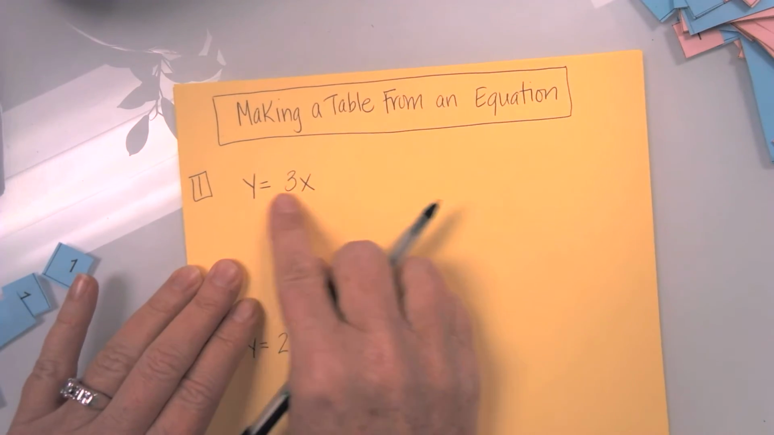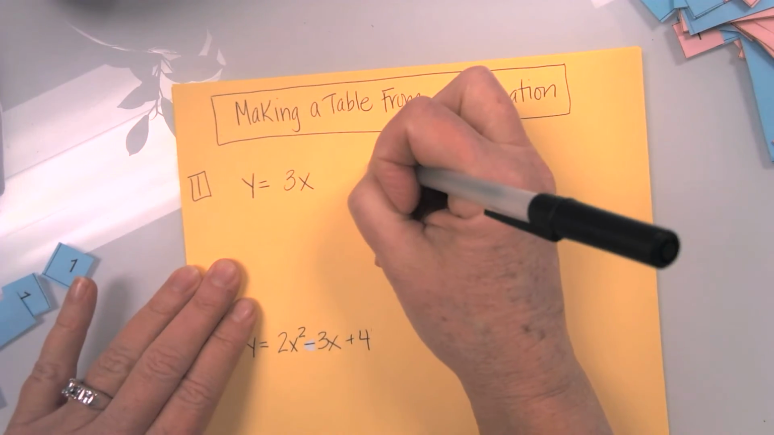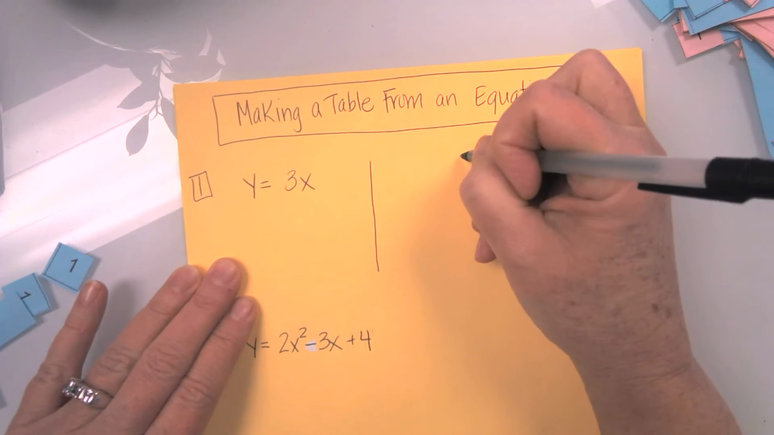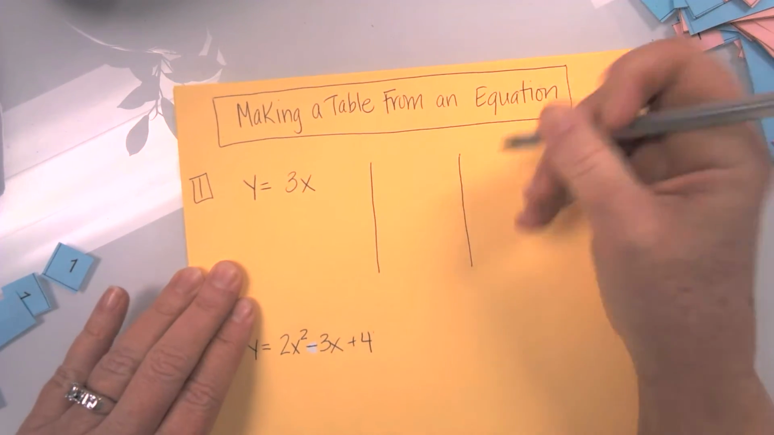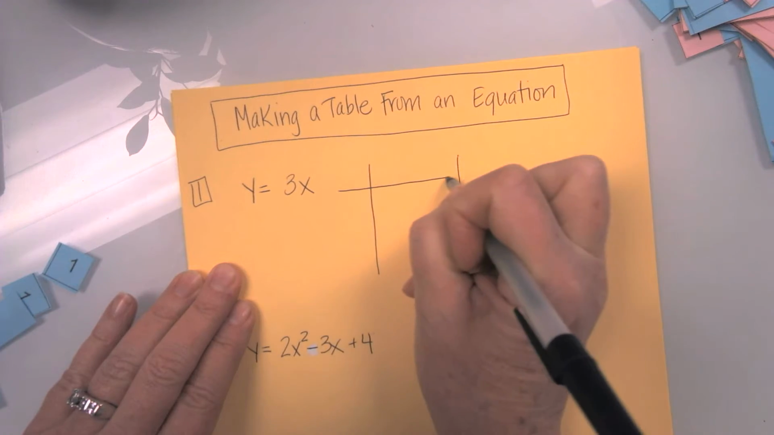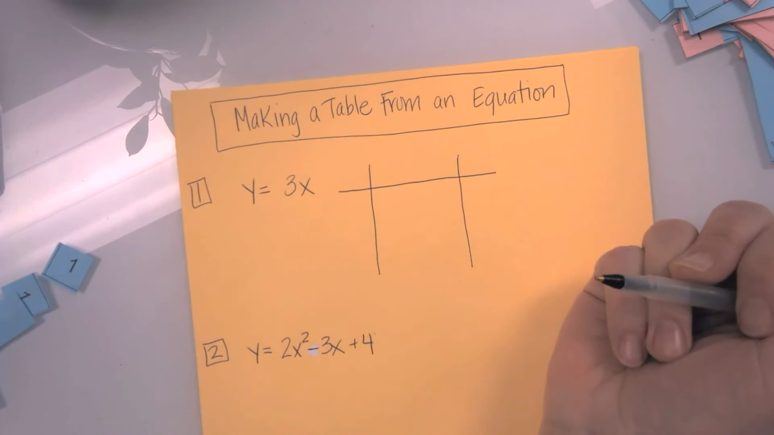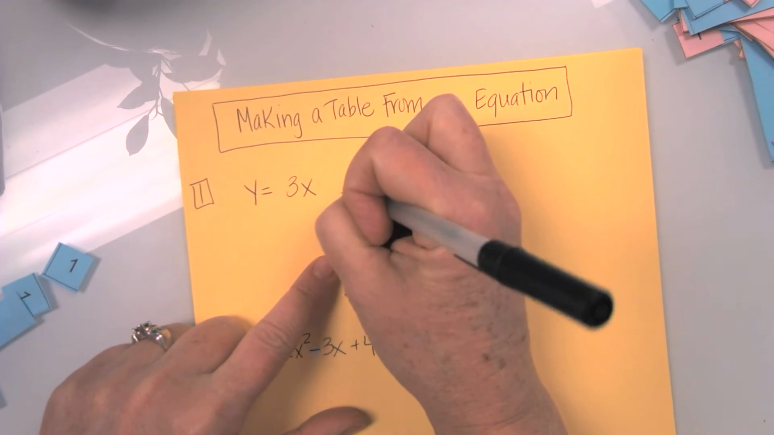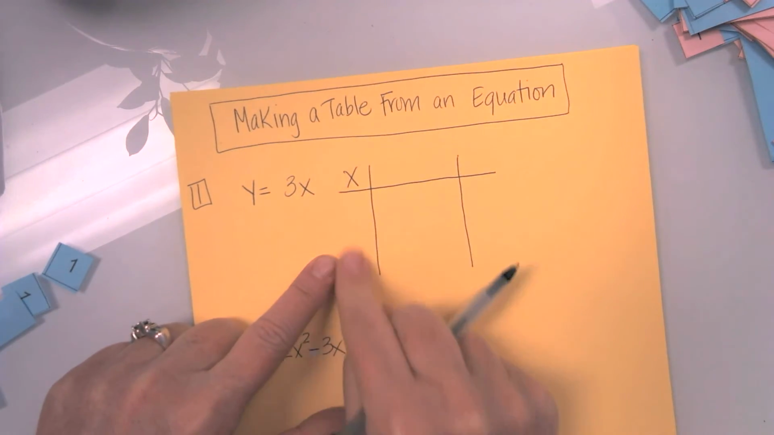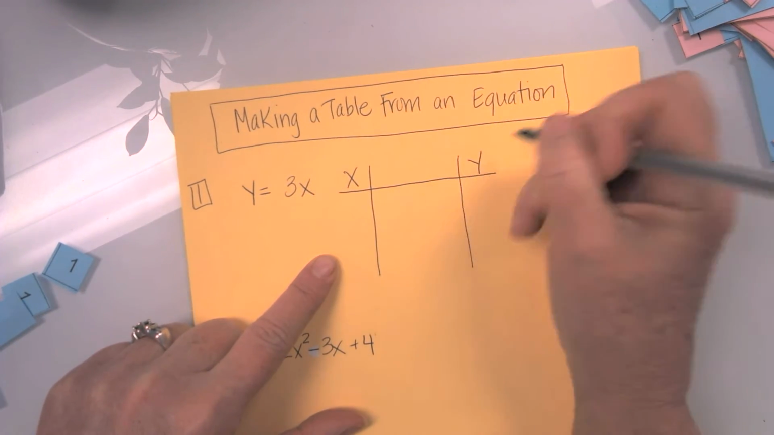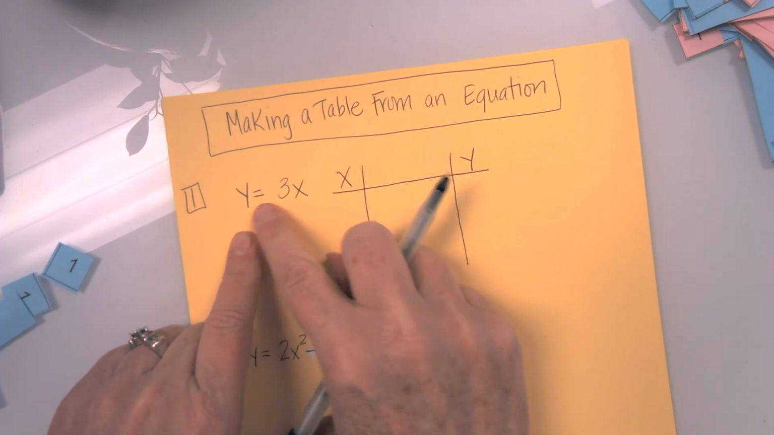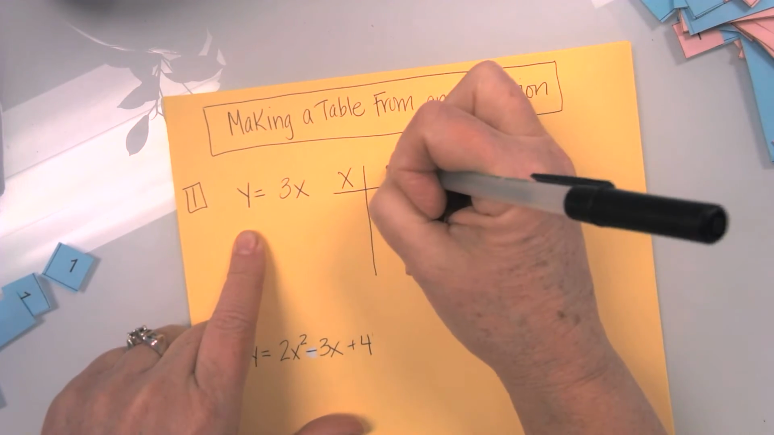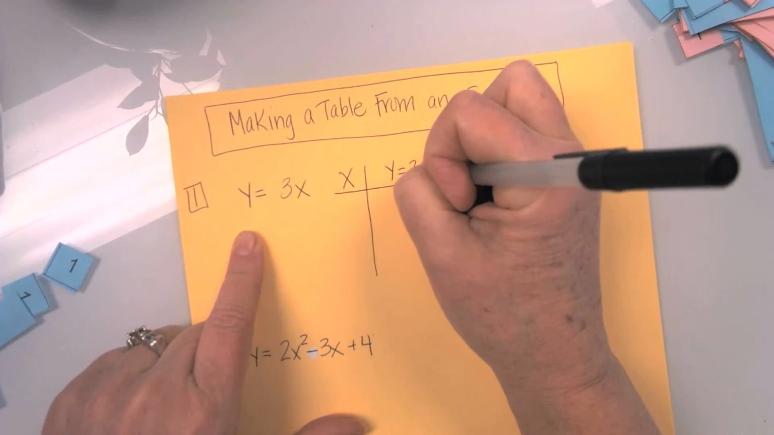So if I want to make a table, first thing that I need to do is I need to draw a table for myself. Now I do like to be a little bit organized. I think that's just kind of a thing for me. So notice that when I'm making a table, I always have the x on the left side. The y is always on the right side. Then I actually write my equation or my function on the inside, y equals 3x.